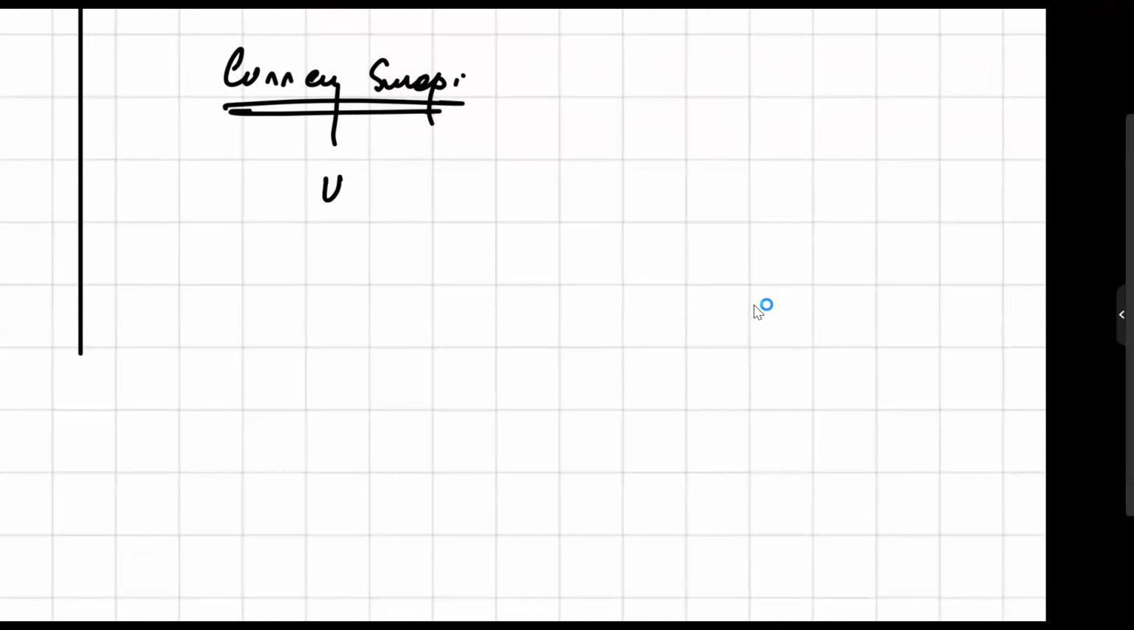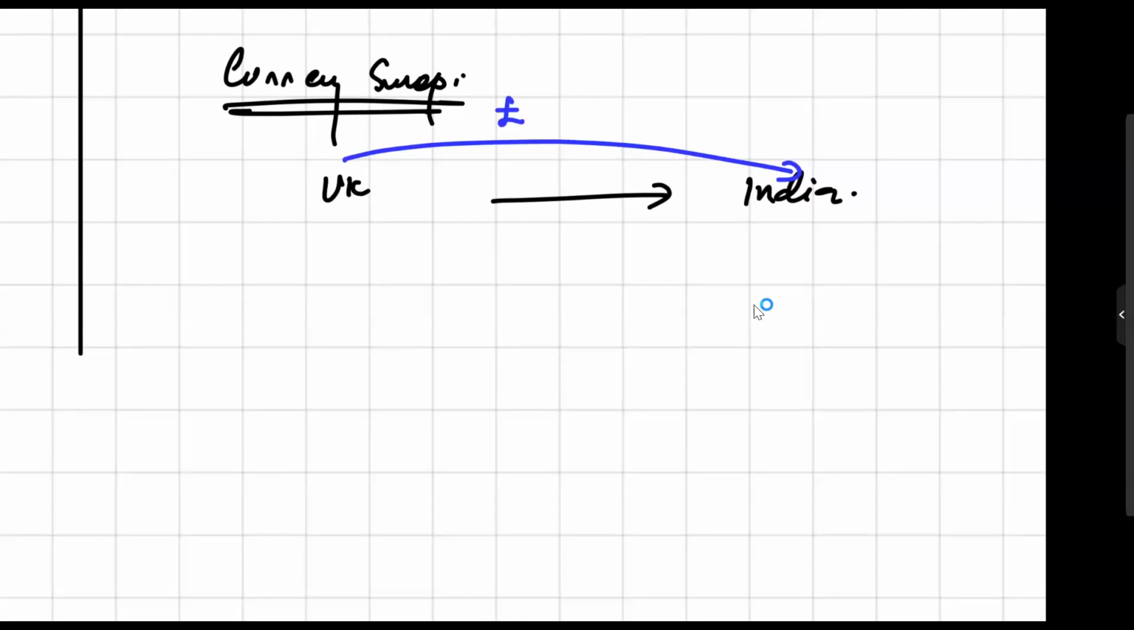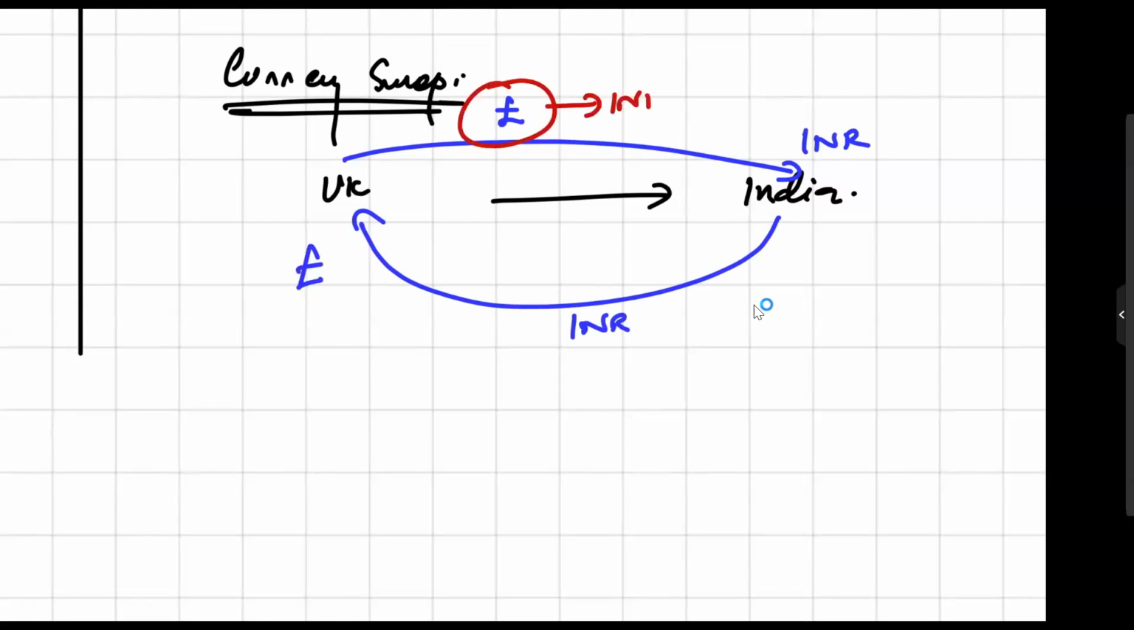Let's say you are in the UK and you're investing in India. That means you have to transfer the money to India. The pound sterling is sent from the UK to India and converted into INR. When you revert the money back, the INR is sent and converted into pound sterling in the UK. When pounds are converted to INR and INR back to pounds, there are multiple things that you face.